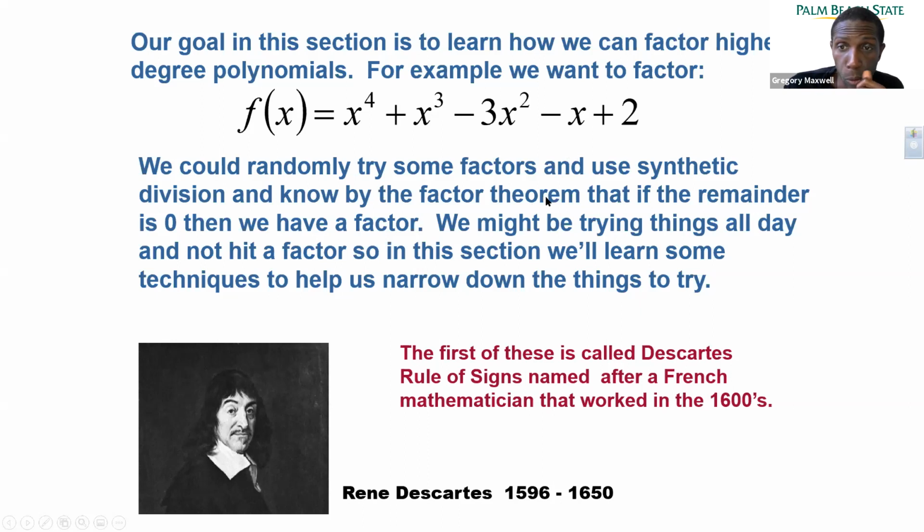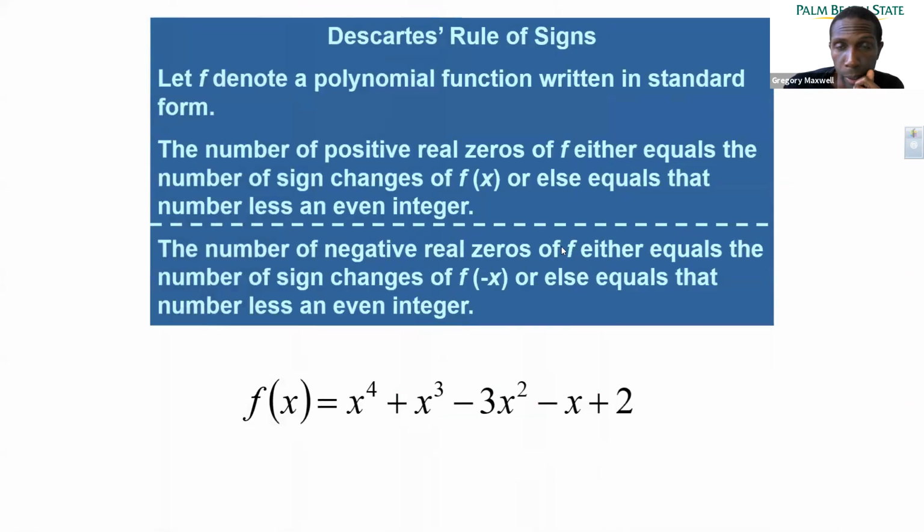So he came up with a rule called Descartes' rule of signs. And it's not very simple. It takes a little time to remember. There are 2 parts to it. The first part says, how many times do you have a change in sign from one term to the next?